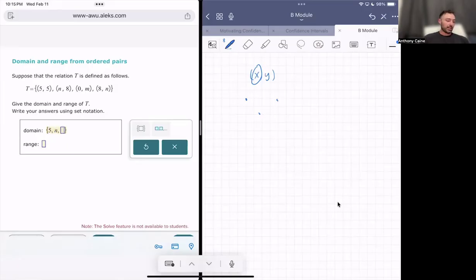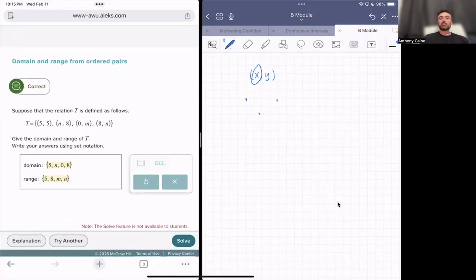And then we just list out all the different things we see in x values. So I see 5, I see n, I see 0, I see 8. Those are all my different x values. What are all the different y values that I see? I also see 5. I also see 8. I see m, and I also see n. And that's it. That's domain and range. X values, y values. Okay.